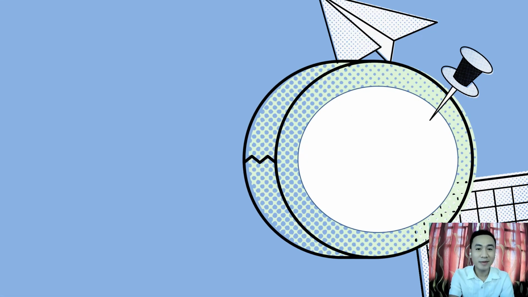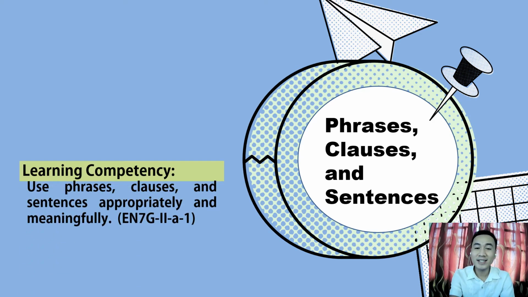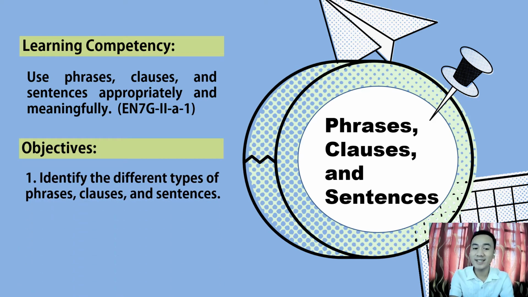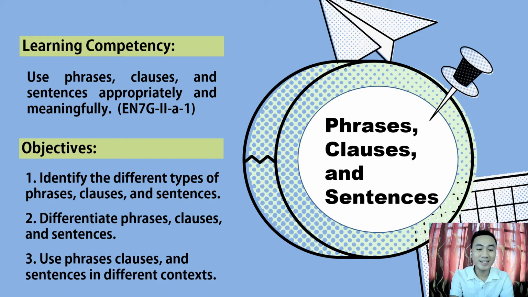For today, we will be discussing phrases, clauses, and sentences. But first, we should be familiar with the learning competency that we are going to target with this lesson. Our learning competency is use phrases, clauses, and sentences appropriately and meaningfully. And to achieve this learning competency, you students are expected to identify the different types of phrases, clauses, and sentences, differentiate phrases, clauses, and sentences, and use phrases, clauses, and sentences in different contexts at the end of this lesson.